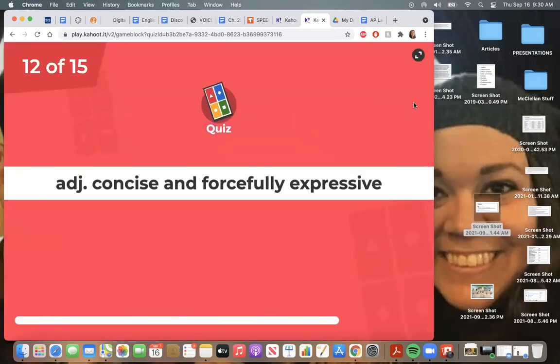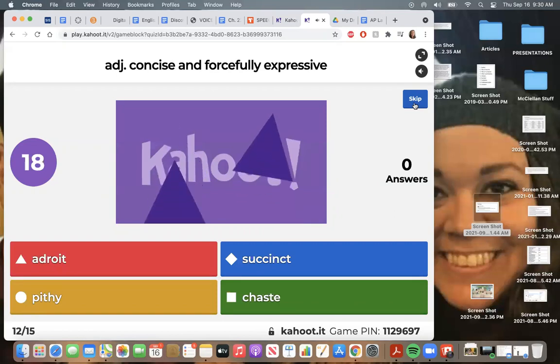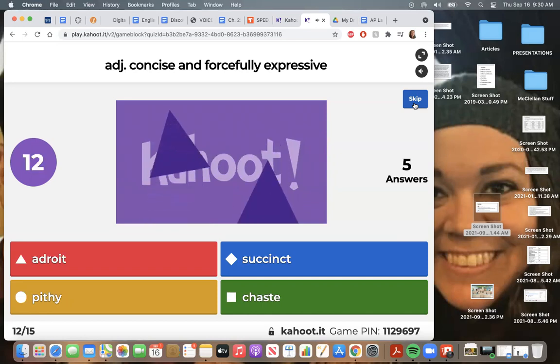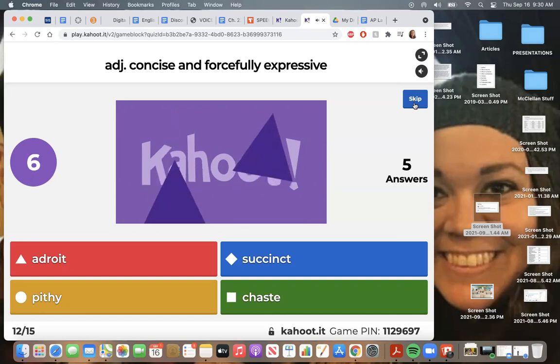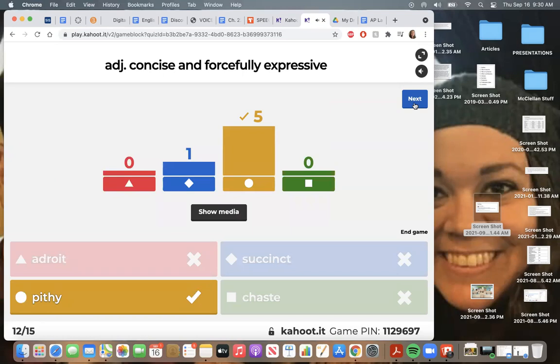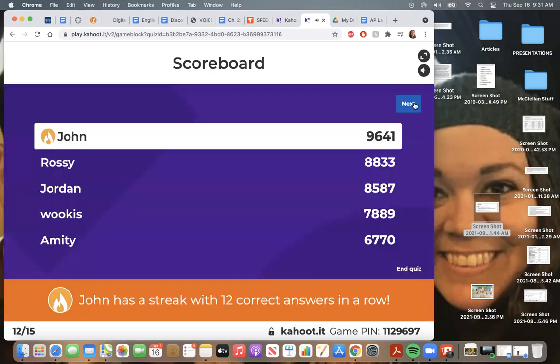Concise and forcefully expressive. Adroit, succinct, pithy, or chaste? Pithy. It's a weird word. But it is the correct word. Pithy.